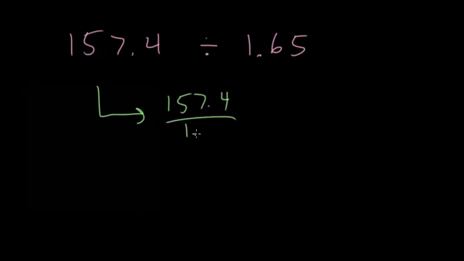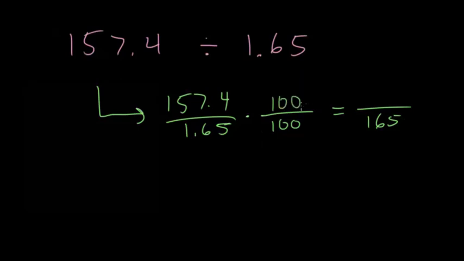So this is 157.4 divided by 1.65. And the number you're dividing by, you don't want that to have any decimals. So if we multiplied this bottom by 100, that will move the decimal over twice and you'll get rid of all the decimals. This will, in fact, just become 165. So if you multiply the bottom by 100, you've got to do the same thing to the top. Otherwise, you change the number. You change this division problem.